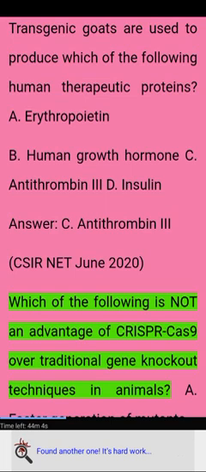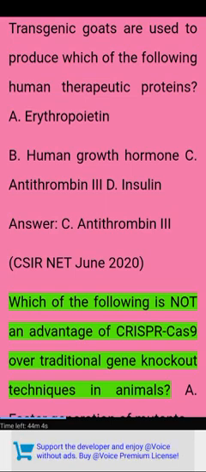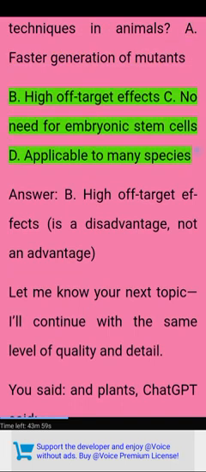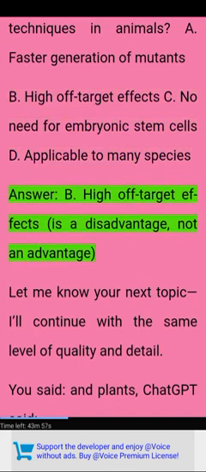CSIR NET June 2020. Which of the following is not an advantage of CRISPR-Cas9 over traditional gene knockout techniques in animals? A. Faster generation of mutants. B. High off-target effects. C. No need for embryonic stem cells. D. Applicable to many species. Answer: B. High off-target effects is a disadvantage, not an advantage.